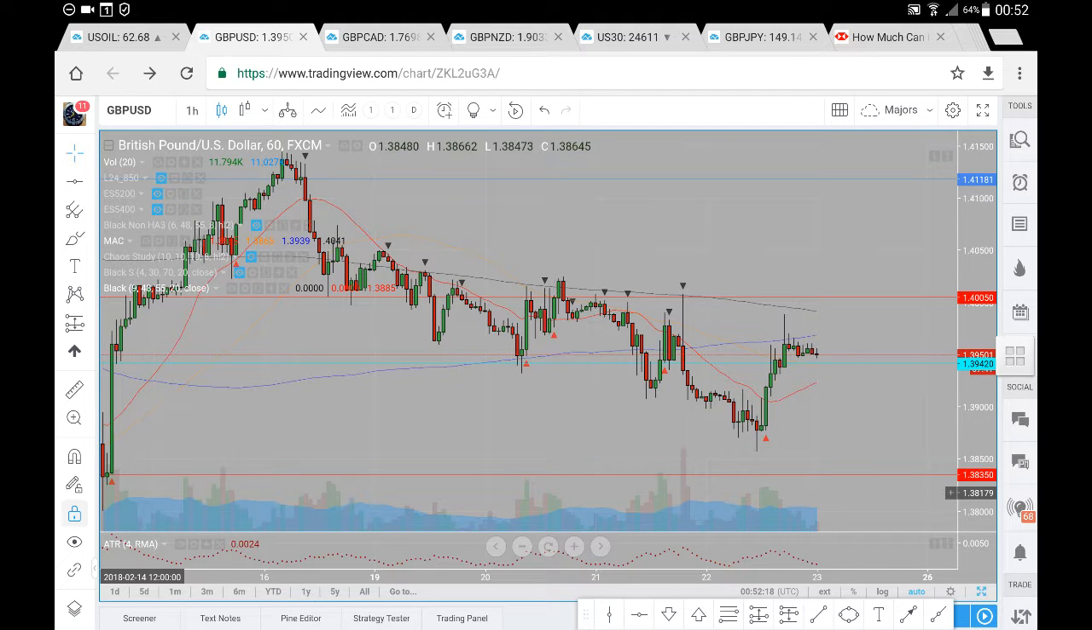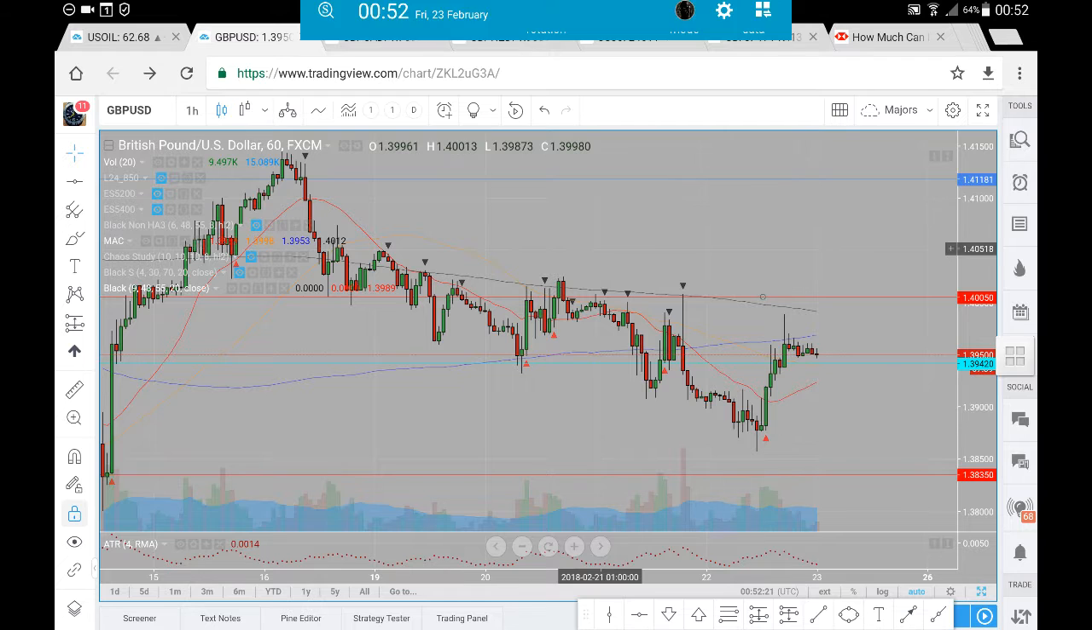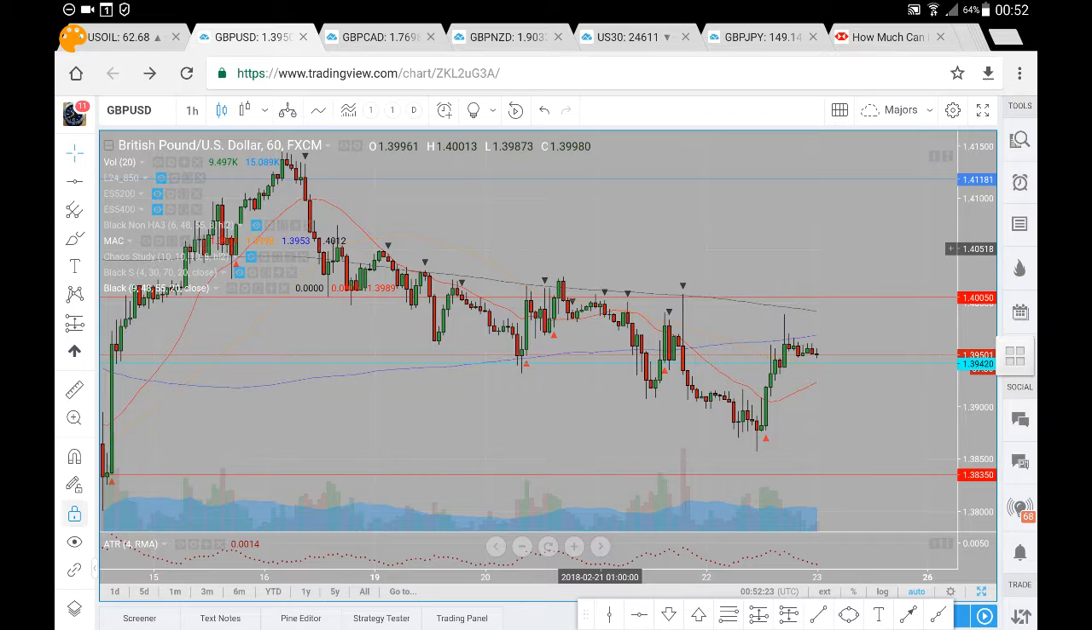So this is the pound dollar analysis for Friday the 23rd of February. Now let's have a look at what happened to prices and where prices may likely go.